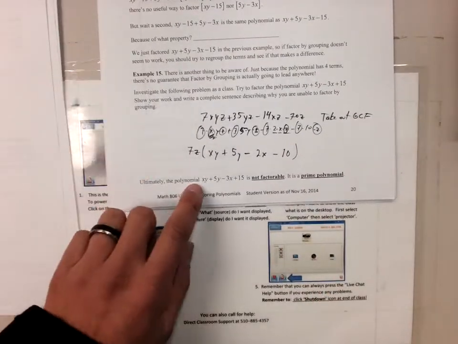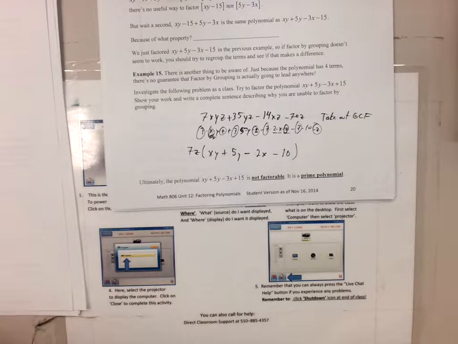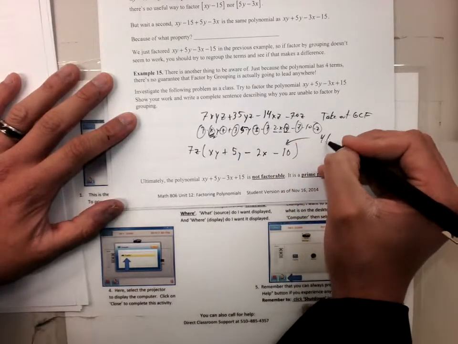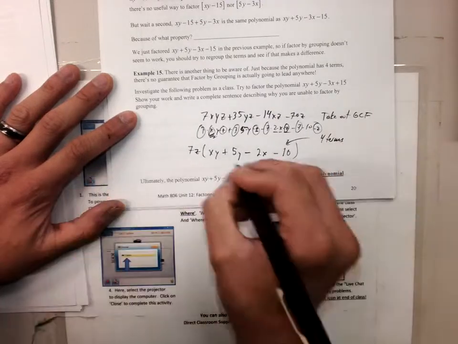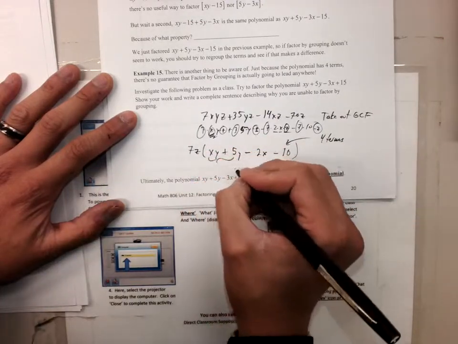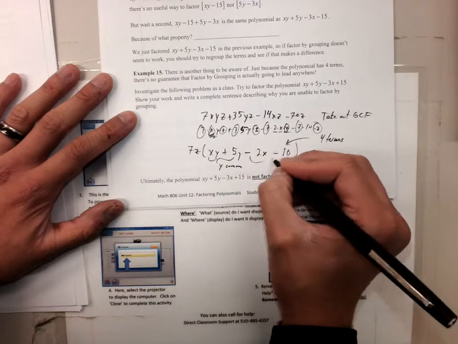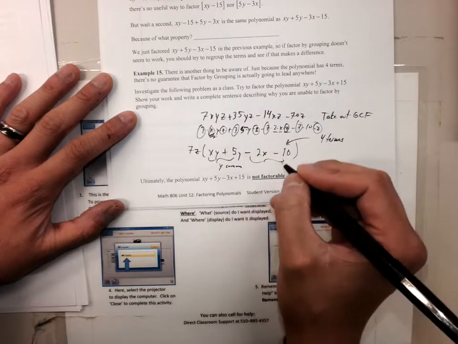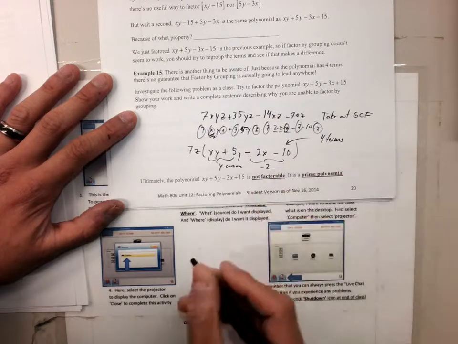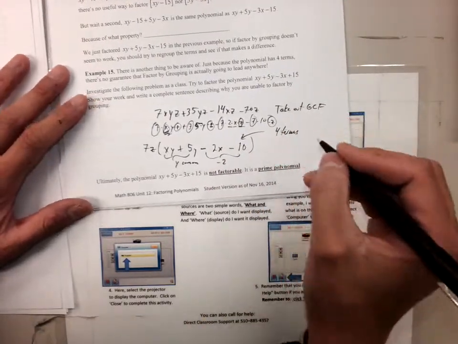So if you notice, the first thing you do is you take that out and you say, okay, am I done? Remember, you have four terms. So that means you need to try factoring by grouping. Notice over here, these have a y in common. And these here, they have something else as well. They actually have a negative 2 in common. So what we do then is we factor those.